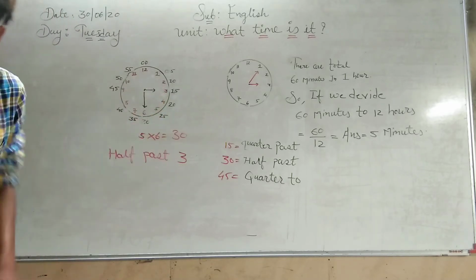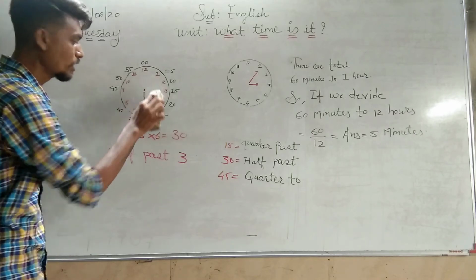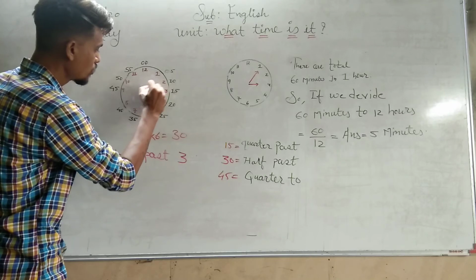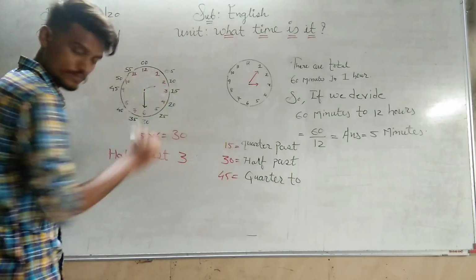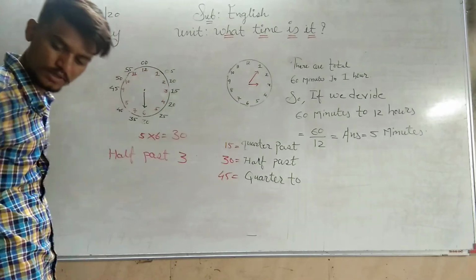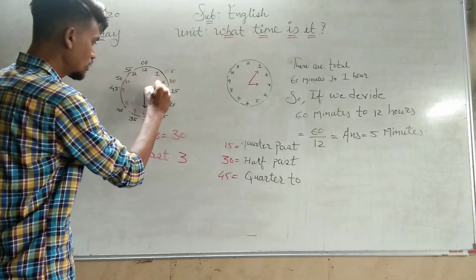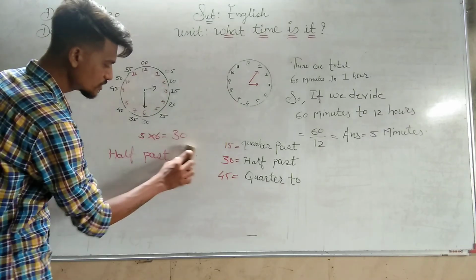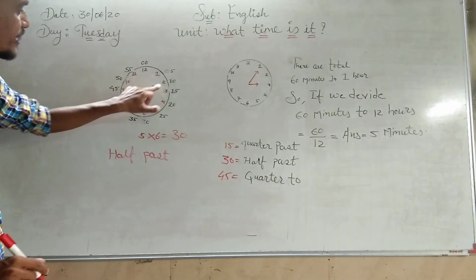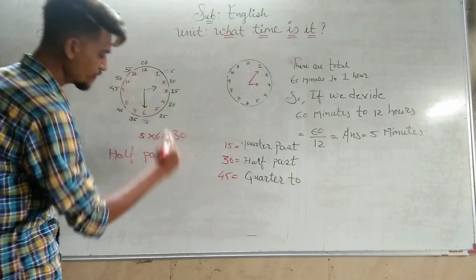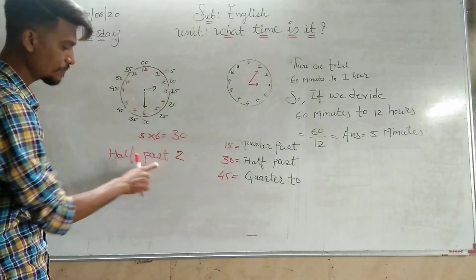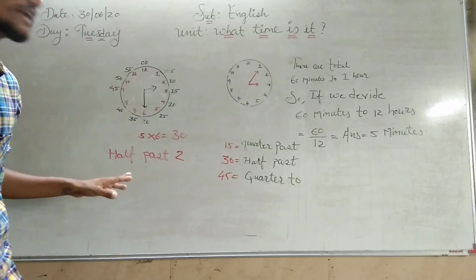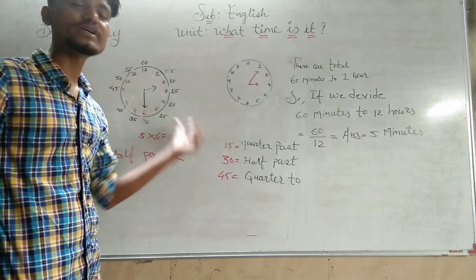If the small hand is on 2, what do you have to write? Very easy. This will be changed because the small hand indicates hour and the hour is 2. So half past 2. I have written here half past 2. So this is the thing that you have to remember, how you can see the timing.